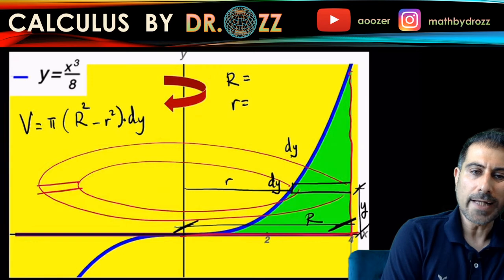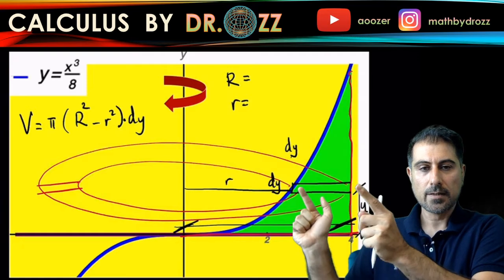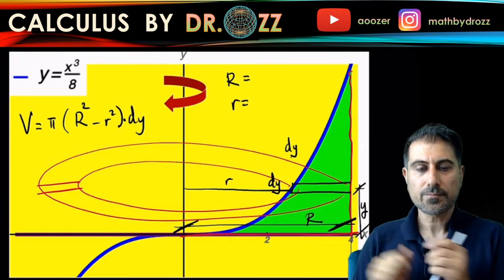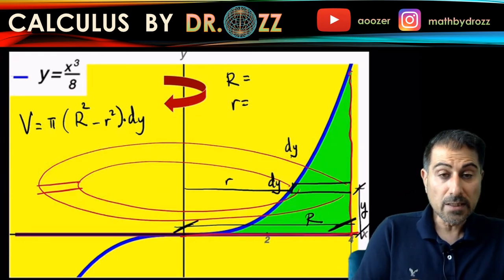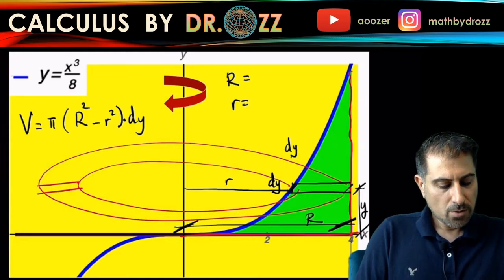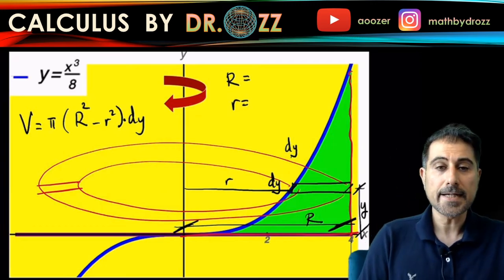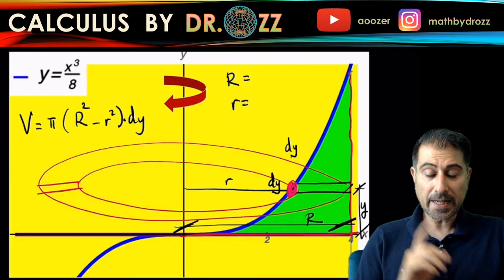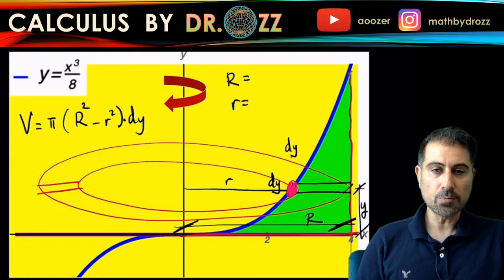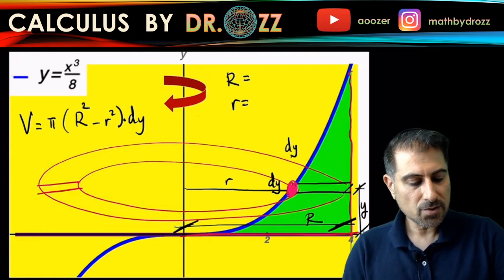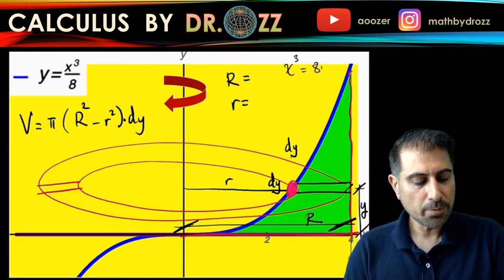So all I need is the height, or in this case the width, of the slice, this part. So what is this length here? In fact, more than that, I need little r and capital R. The very left part of the slice here touches the blue curve. I have the equation of that, but I have to write it in terms of y. Right now, the way it's provided to us is y equals x cubed over 8. I'm going to write that as x cubed equals 8y, and x equals the cubic root of 8y.